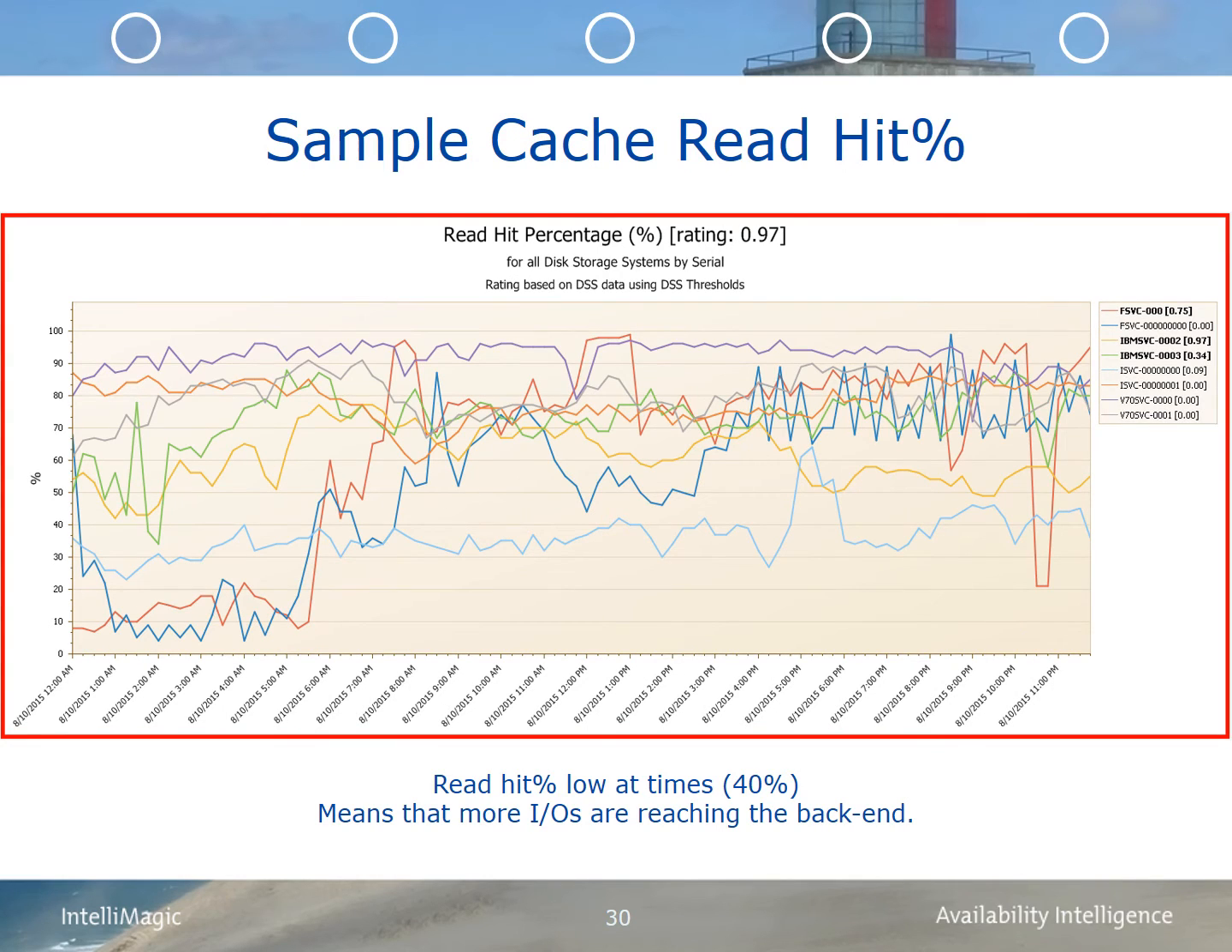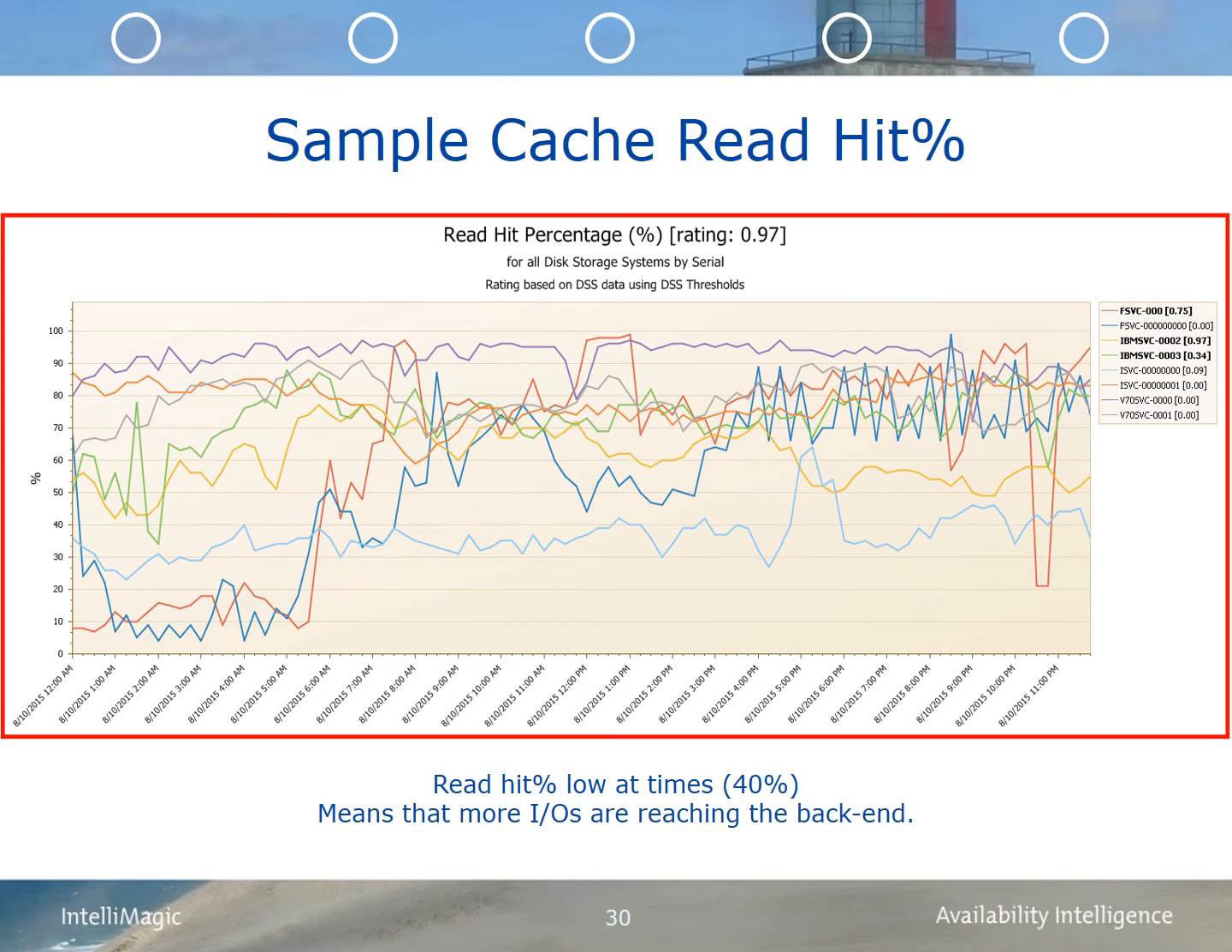Let's take a look at a sample read cache hit chart. In this case, we see several lines. Each of the lines represents a different disk storage system, and the y-axis is from 0 to 100. The x-axis is over time, and in a read hit percentage cache chart, we actually want to see higher numbers. Higher numbers indicate that more of the read IOs are being satisfied from cache. So a lower number, like the line in blue, the 2 different blue colors, and then the yellow, are indicating that those controllers are having lower read cache hit rates.